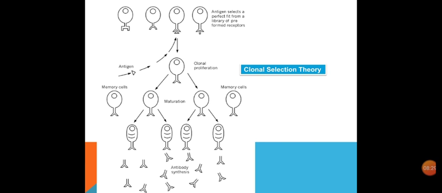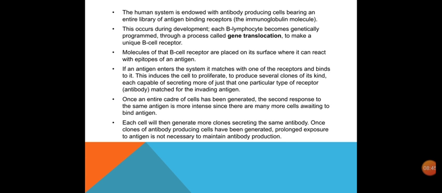Some cells become plasma cells and begin antibody synthesis. Some cells become memory cells to memorize this type of antigen for the second attack. The human system is endowed with antibody-producing cells bearing an entire library of antigen-binding receptors, the immunoglobulin molecule.